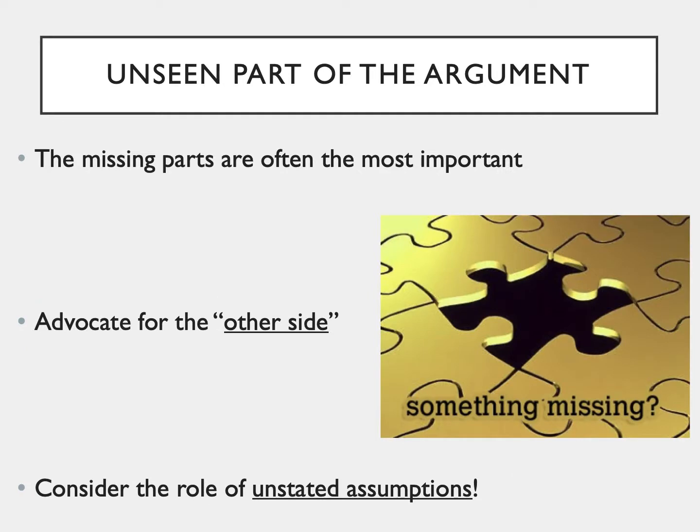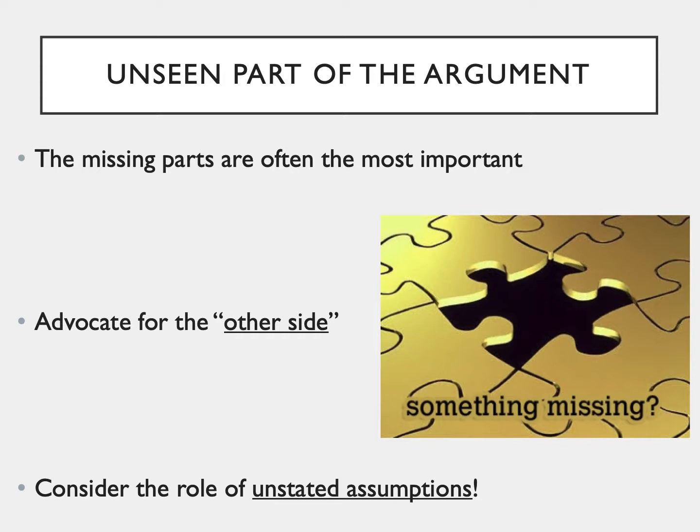The last part of evaluating an argument is to look for the unseen parts of the argument. It's often the missing parts that are the most important. If you prefer to pause the lecture presentation to watch the videos, now would be a great time to pause to watch the video, What is an Implicit Premise?